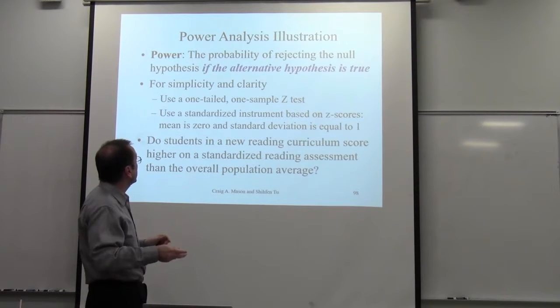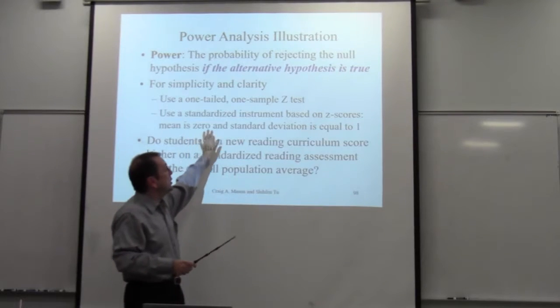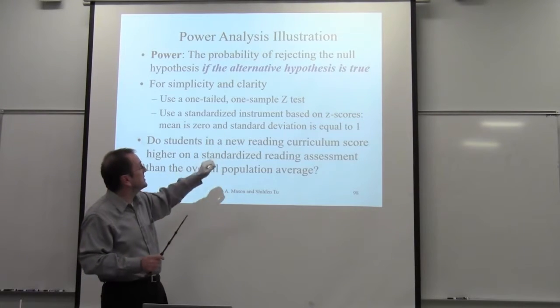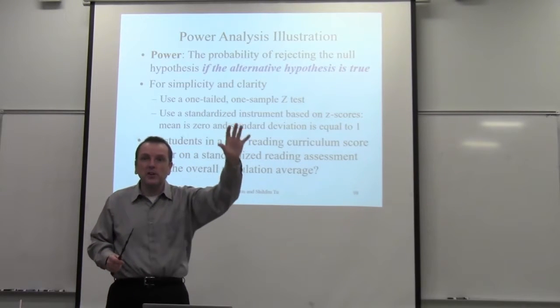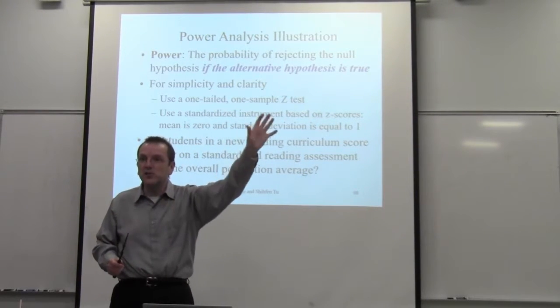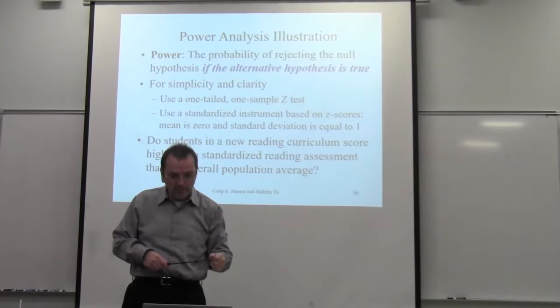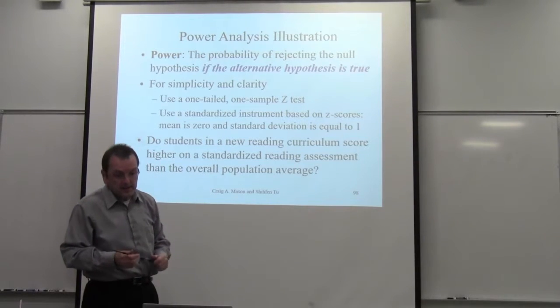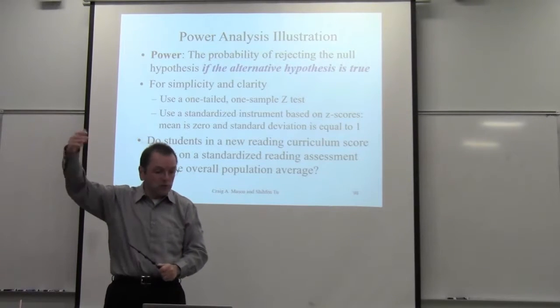So as I said, we're going to do a one sample z-test for simplicity. And to keep it even simpler, we're going to assume we're looking at kids' scores on some reading test that are based on z-scores. So their outcome is a mean of 0, with a standard deviation of 1. So their outcomes are z-scores on some standardized measure. And I want to look at some new reading curriculum to see if kids getting this new curriculum perform higher than the average for the population.